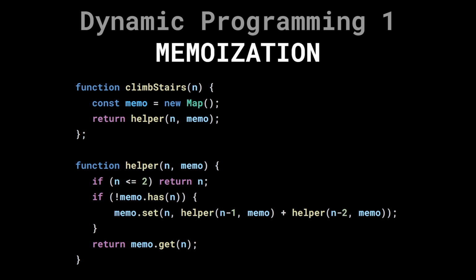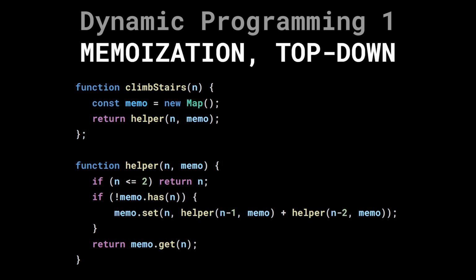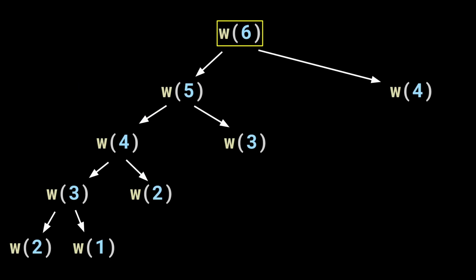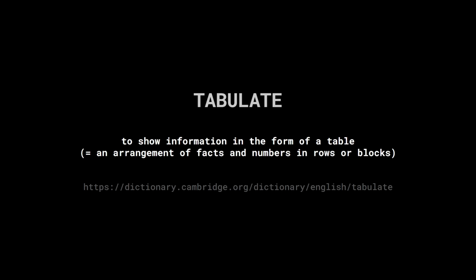And that's pretty much it for memoization. This technique is also referred to as the top-down approach, because we start from what we want, the top of the recursion tree, and we go down to the bottom, or the base case. So if this is called the top-down approach, there has to be a bottom-up approach, which is also called tabulation, which comes from the word tabulate, meaning to show information in the form of a table.